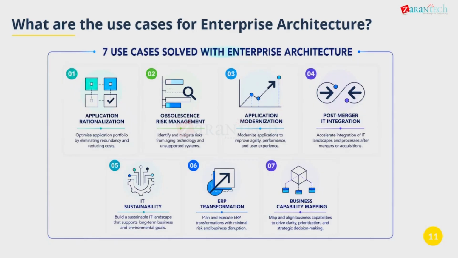So now, application rationalization: basically, it is optimizing the application portfolio by eliminating redundancy and reducing cost. This is the primary objective of this. I would say this is one of the single most common starting points for a LeanIX program, and for a good reason. It produces fast, visible financial wins.